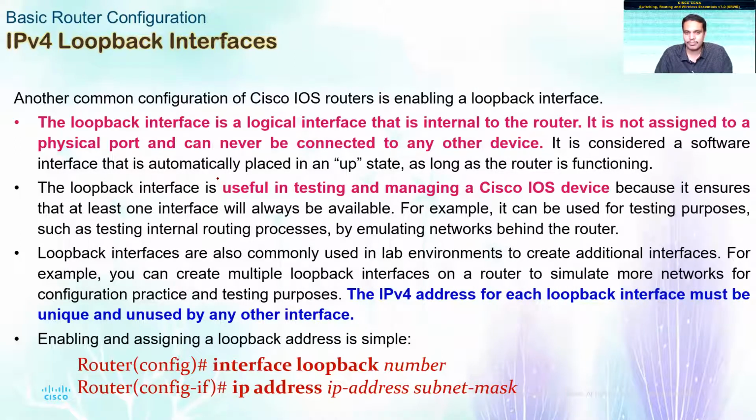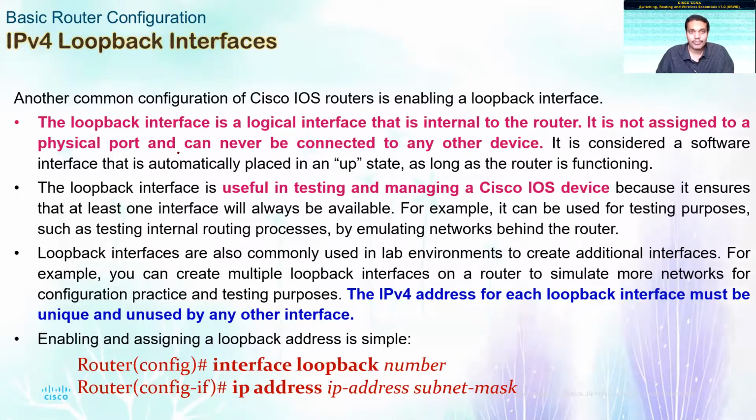The commands are pretty much simple. Interface loopback number, and then you assign the IP address with the subnet mask. But please remember that whatever IP address you are assigning for this loopback interface must be unique, and it should not be used by any other interface on this router. That is to be done.